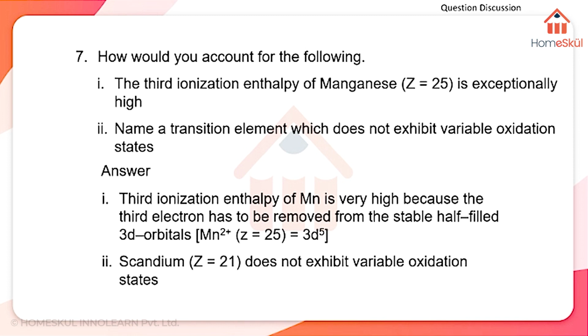Let us look at the answer. The third ionization enthalpy of manganese is very high because the third electron has to be removed from the stable half-filled 3d orbital. Look here, Mn2+ has an electronic configuration of 3d5. That is, it is half filled, so it has a stable configuration. To remove an electron from a stable orbital is very difficult. That is why the third ionization enthalpy of manganese is exceptionally high, because it is already stable in the +2 state. If it wants to go to the +3 state, very high energy is needed.